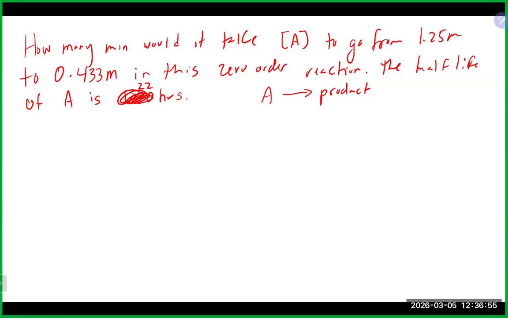All right, so let's try this one here. How many minutes would it take for the concentration of A to go from 1.25 molar to 0.433 molar in this zero order reaction? The half-life of A is 22 hours. Let's see what you come up with.